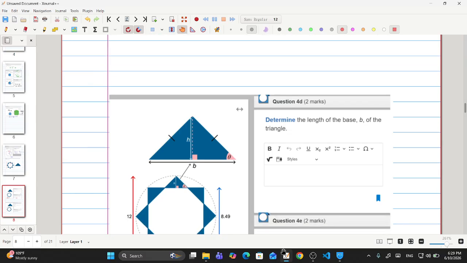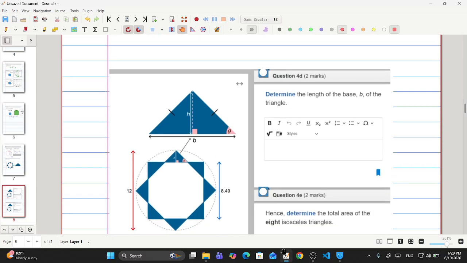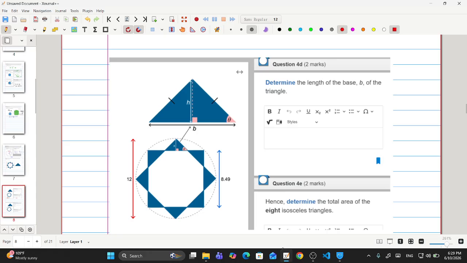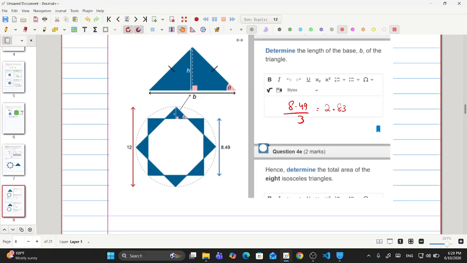Okay, determine the length of the base b of the triangle. That was easy. I think we just had to divide 8.49 by 3. Let me just check it and do it the right way. 8.49 divided by 3, we get 2.83. Hence, determine the total area of the 8 isosceles triangles.